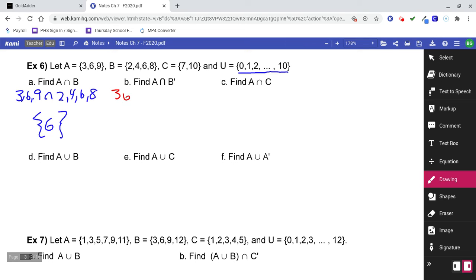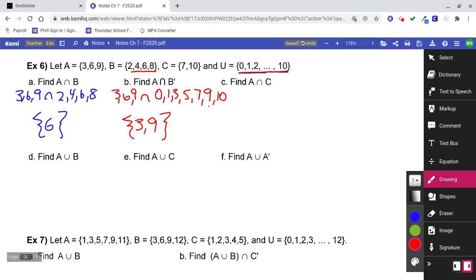Set A is 3, 6, 9. We're going to intersect that with not B. So if you think about not B, well, here's B, 2, 4, 6, 8. So not B is everything else in the universe. Everything else in the universe would be 0 and 1 and 3 and 5 and 7 and 9 and 10. So we're doing an intersection. I'm looking for what numbers are on the left and the right. I see a 3 and a 9. The set of elements 3 and 9.